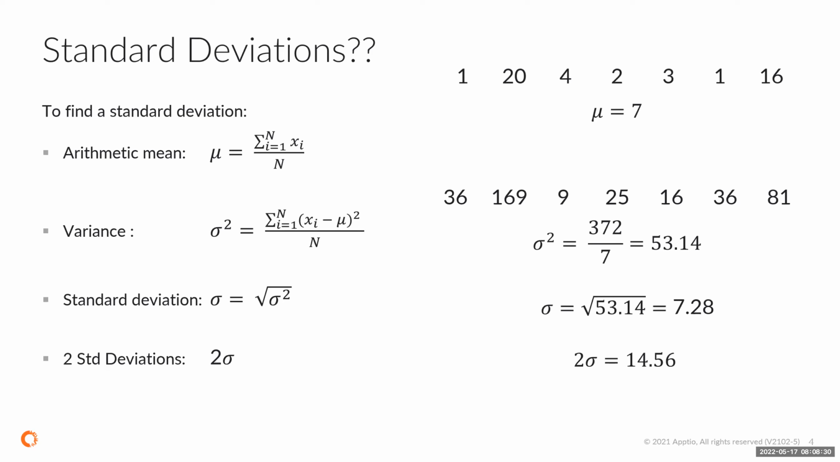7 minus 20 is 13. Squared is 169, right? So on and so forth. And so I went ahead and did the rest of this math last night. In this case, I found that we have a standard deviation of 7.28, and so 2 standard deviations would be 14.56, right? This is the kind of math that we could go through to prove it out. I never would, I just wanted to do this to help remind everyone of your stats class.